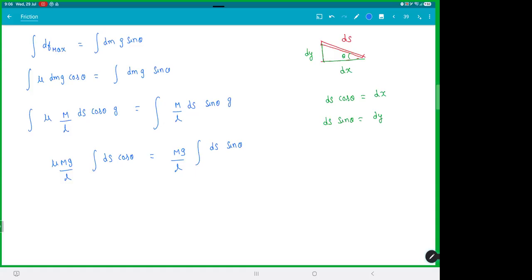M by L will cancel, g will cancel on both the sides. This will become integral dx, this will become integral dy. This will go from 0 to h, this will go from 0 to L. Integrate this. Mu into L is equal to h. Mu is equal to h by L. Clear what we did? This is how it is actually derived. And if you see, it doesn't depend on the shape of the rope, nothing.